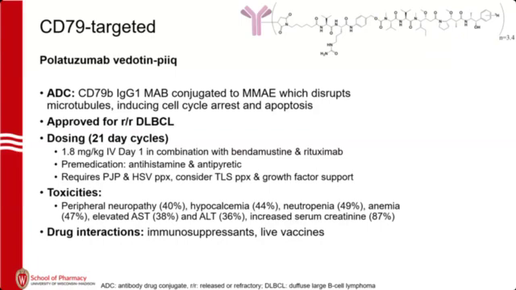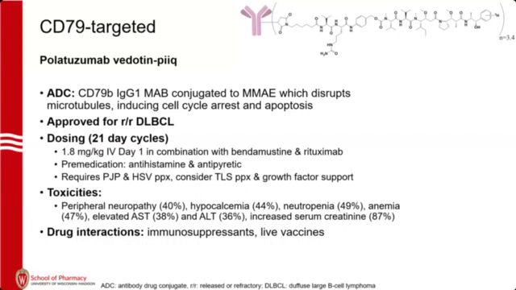Back to our diffuse large B-cell lymphoma relapsed refractory products. This is polatuzumab. Polatuzumab is another antibody drug conjugate. This one is targeting a new mechanism or a new target, CD79. This is in combination with an MMAE payload, which we've already talked about as well. This is dosing on the slide is once every 21 days, which is nice.